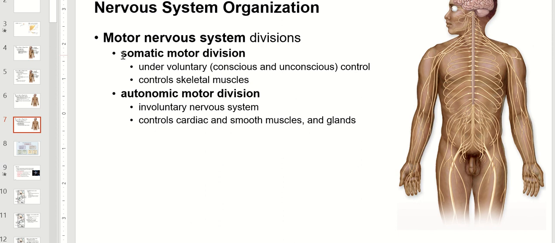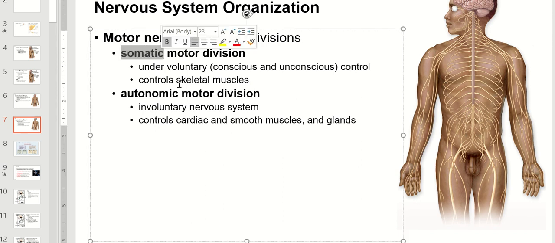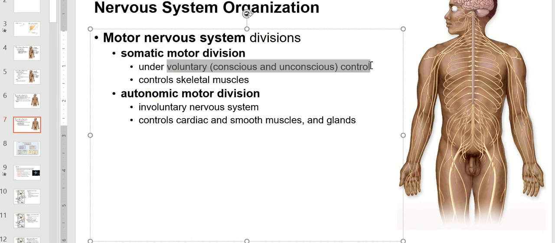Now, your motor nervous system is also divided into two divisions. The first division is the somatic motor division, which is the part that's under voluntary control. So this is your skeletal muscles. Remember when we talked about skeletal muscles, about how these are under voluntary control. Now, this control may be conscious and it may be unconscious. You might not be aware of these things, but it is still voluntary.